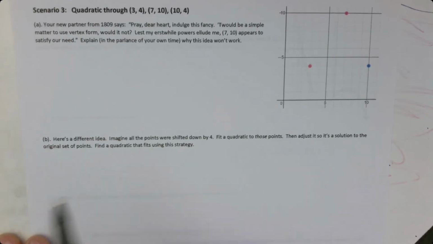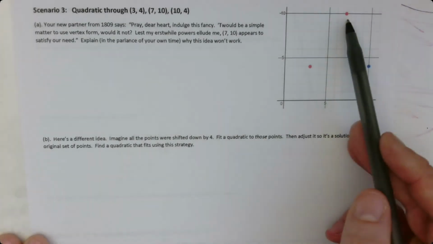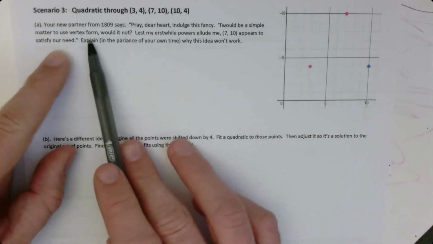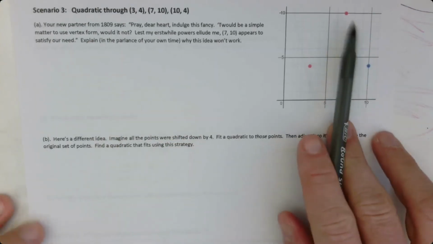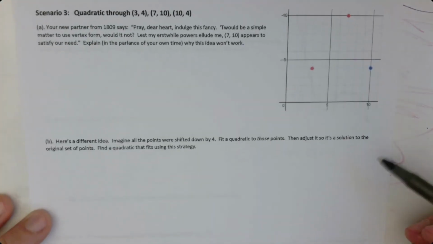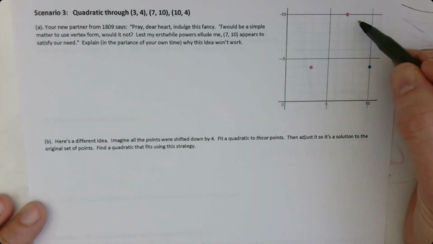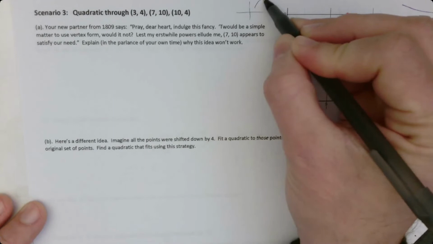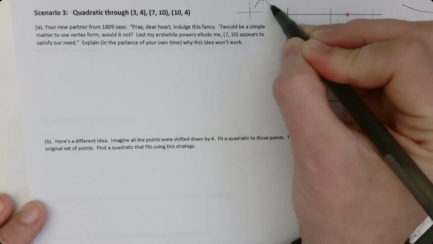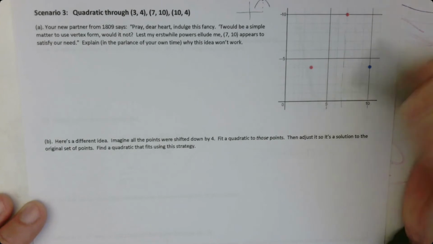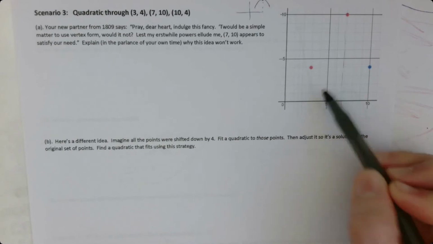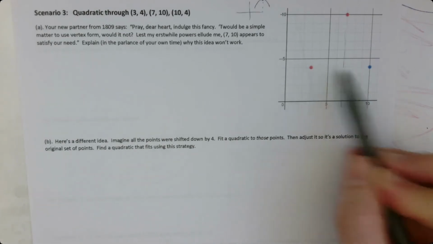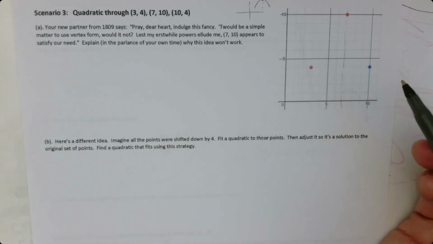So, lest my erstwhile powers elude me, 7, 10 appears to satisfy our need. So here's 7, 10. Wait, our need for what? Vertex form. It appears to satisfy our need for a vertex. So the question is, could we make this the vertex? And the answer is no, we can't. Because remember, a quadratic is symmetric around its own vertex. So if we made this the vertex, it should be the same distance to this point and this point, since they have the same y value. But it's not. Here we've got 1, 2, 3, 4. Here we've got 1, 2, 3. So that's why that can't be the vertex.